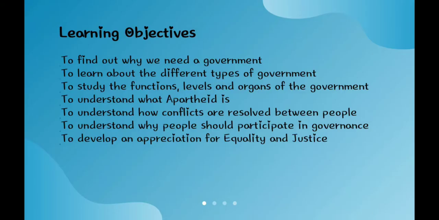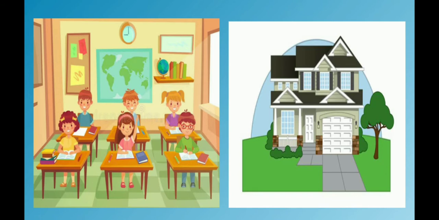The learning objectives of these two chapters are to find out why we need a government, to learn about the different types of government, to study the function, levels, and organs of the government, to understand what apartheid is, to understand how conflicts are resolved between people, to understand why people should participate in governance, and to develop an appreciation for equality and justice. A country is just like a big house or a big class.